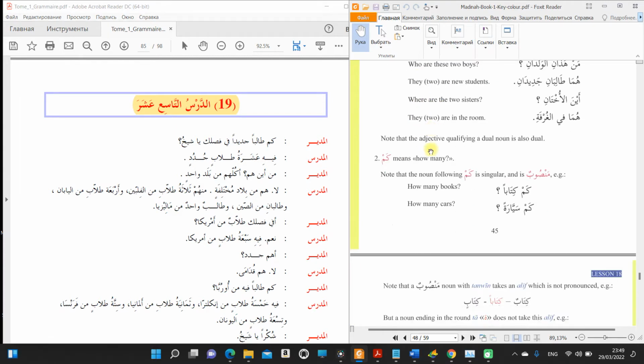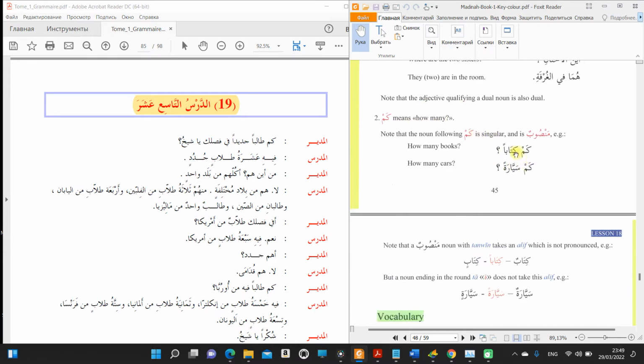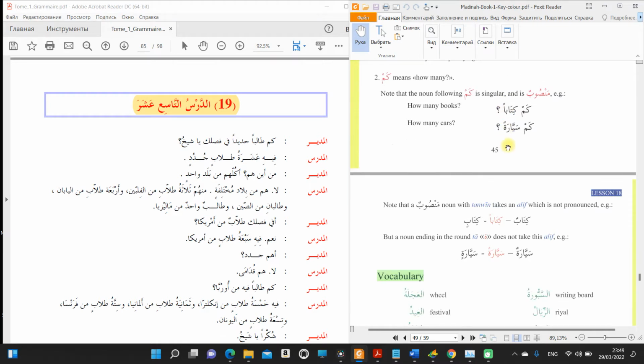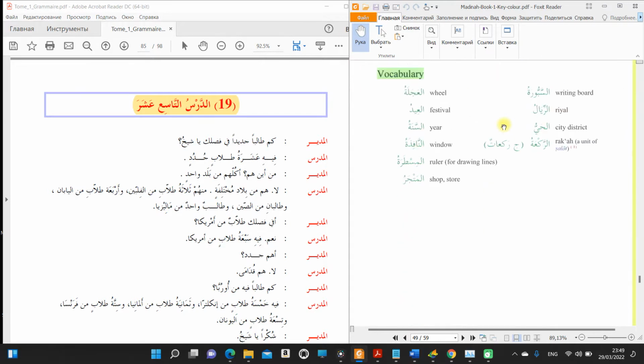Also we learned one new rule. It was about how to say how many. For example, how many: kam. Kam kitaban, how many books. And we said that the word that comes after this kam is mansub, which means that it takes fatha in 95% of the cases. And of course, there are exceptions. We will get to that. That's all we learned in the previous lesson.